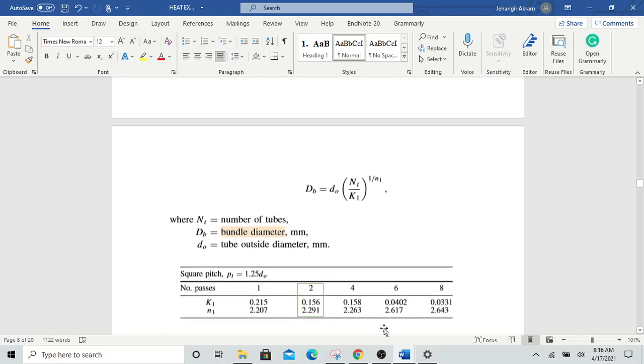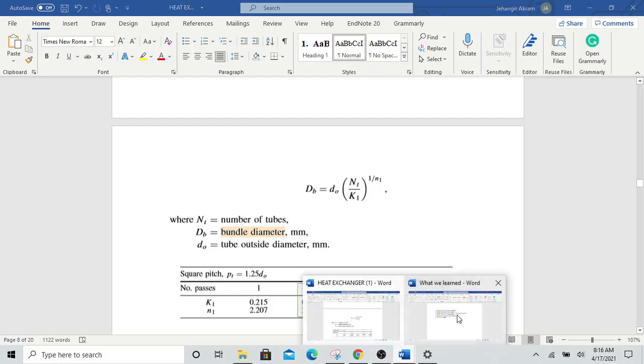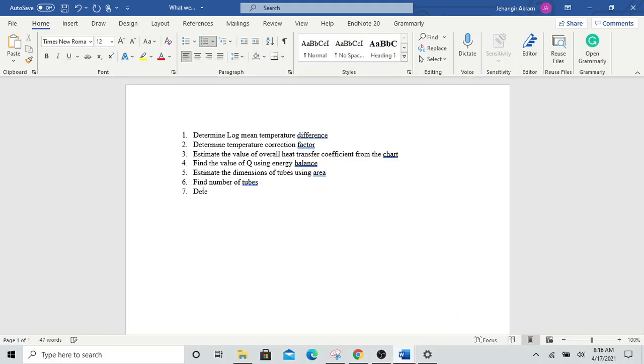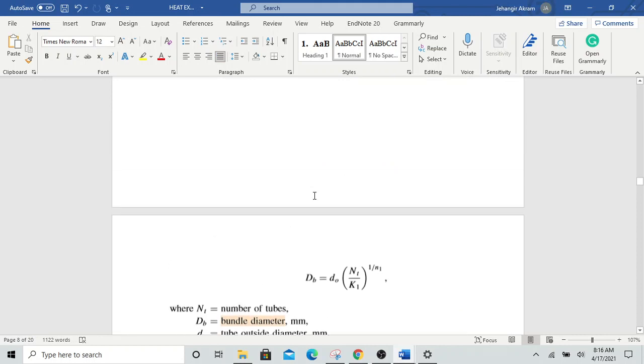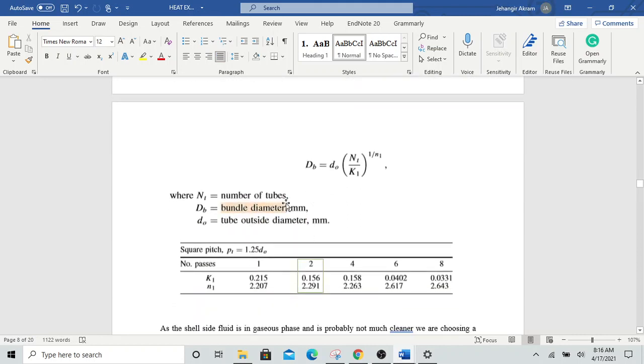So next we will determine the bundle diameter. Don't worry, I will upload both these documents. You will be provided with both these documents. After we have determined the bundle diameter, how will it be determined? Tube offset diameter.